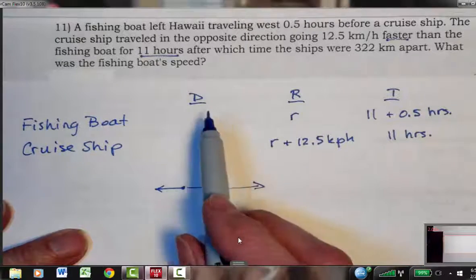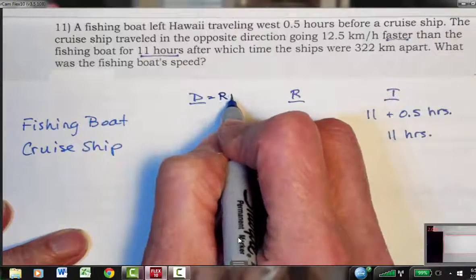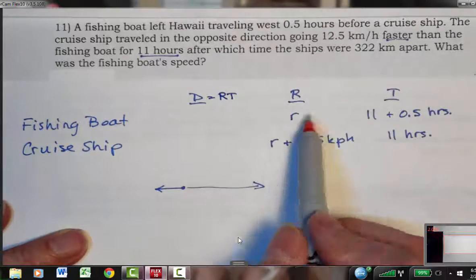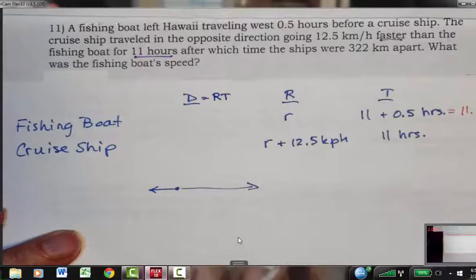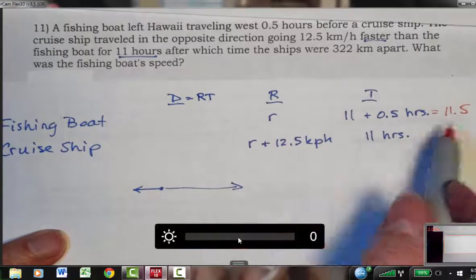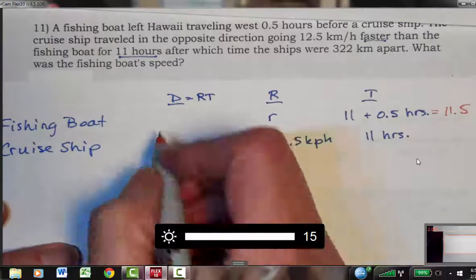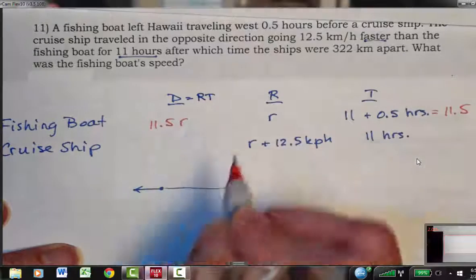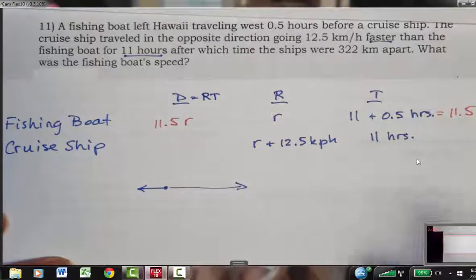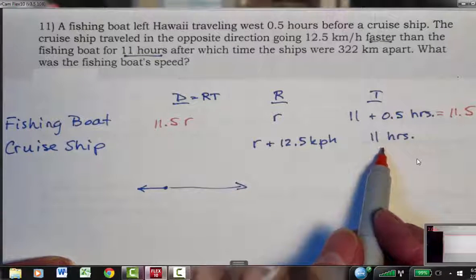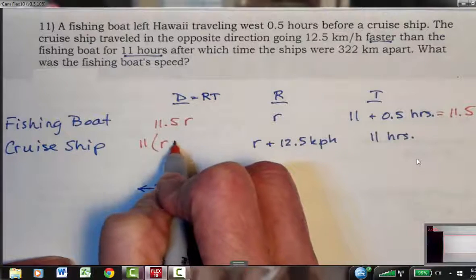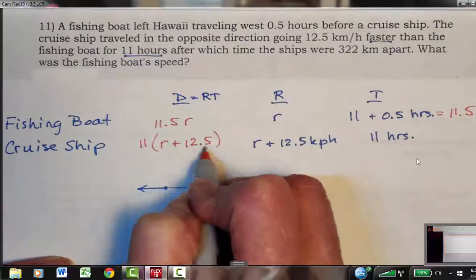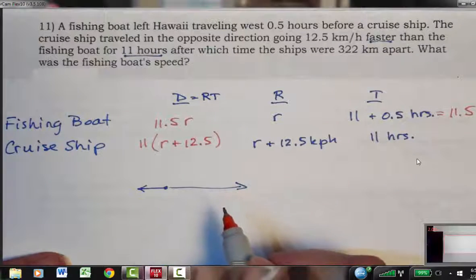To fill in the third column, I'm going to again use my formula, D equals RT. So I'm going to take my rate times my time. And remember, my time here is going to be 11.5 hours altogether. So when I take my rate times my time, I end up with 11.5 R. And then I need to do this also for the cruise ship, and I'm going to take my rate times 11. And remember that my rate is an expression, so I'm going to put the 11 on the outside, and R plus 12.5 on the inside. So this expression is my rate for the cruise ship.